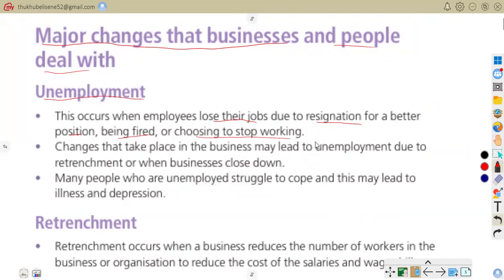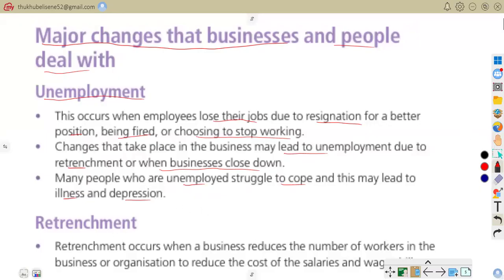So that is that. Let us move on to another point. As it says, changes that take place in the business may lead to unemployment due to retrenchment or when the business closes down. Retrenchment is when the business reduces staff to cut cost. A company lays off workers due to low profits. Many people who are unemployed struggle to cope, and this may lead to illness and depression. Hope we are together on that.